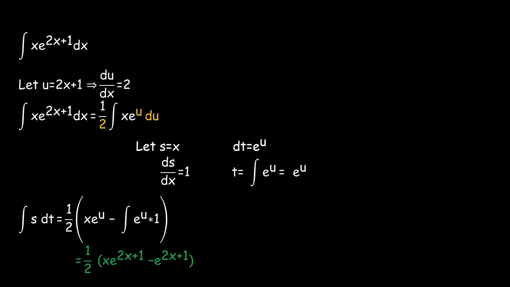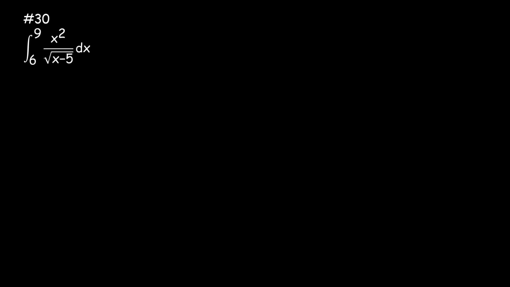Question number 30. So we have the integral of x squared over square root x minus 5 from 6 to 9. For this question, we would need some back substitution and u substitution as well. If we let u be what we have in the square root, then du by dx will just be 1, hence du equals dx.